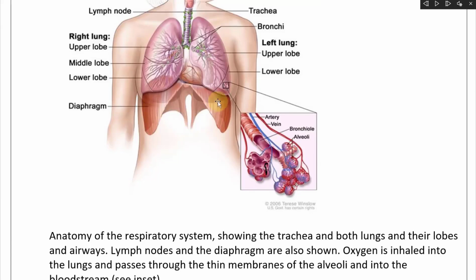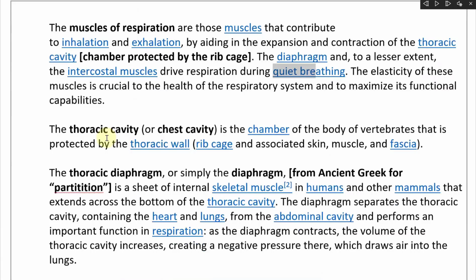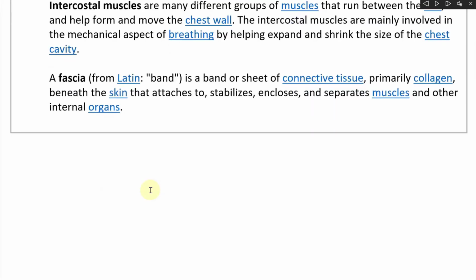So there's the diaphragm right here, which pretty much drives breathing. The thoracic cavity or chest cavity is a chamber of the body of vertebrates that is protected by the thoracic wall or rib cage and associated skin, muscle, and fascia. See the pronunciation here? Fascia. So fascia is right here. A fascia, from Latin meaning band, is a band or sheet of connective tissue, primarily collagen, beneath the skin that attaches to, stabilizes, encloses, and separates muscles and other internal organs.